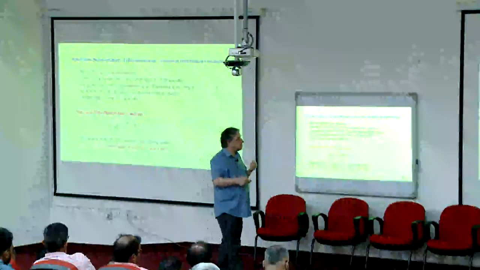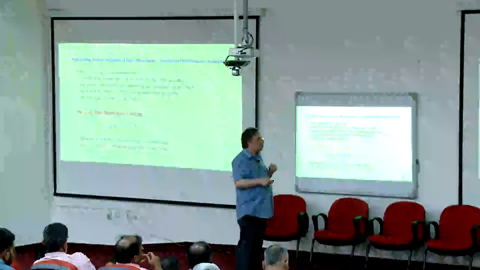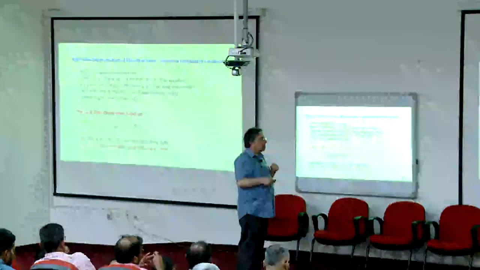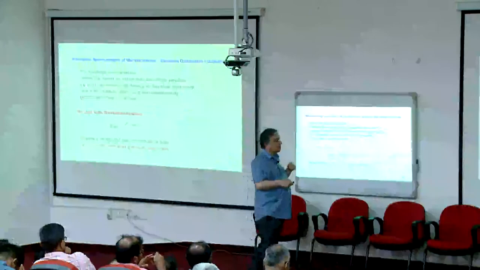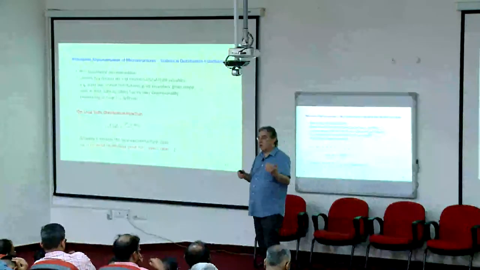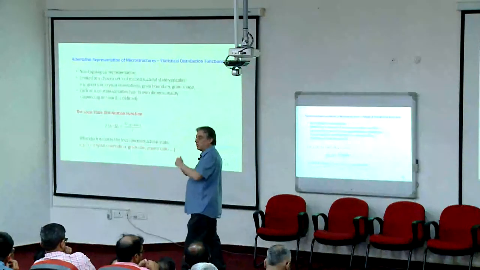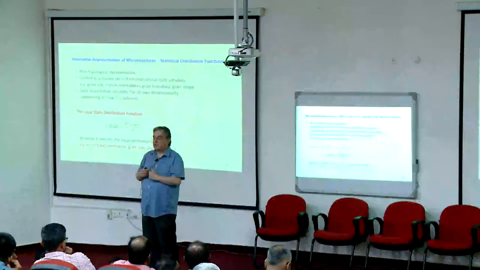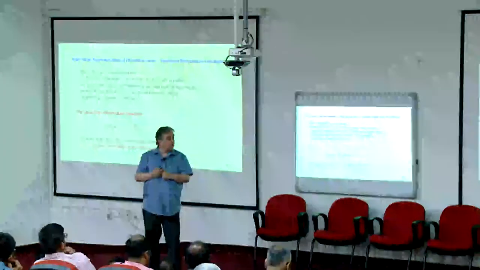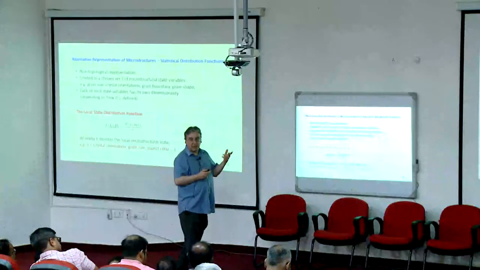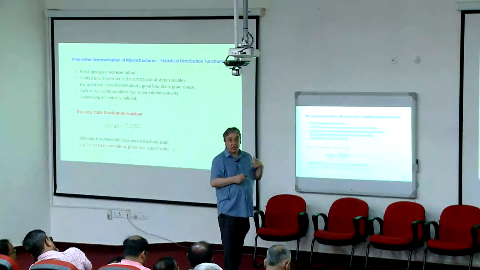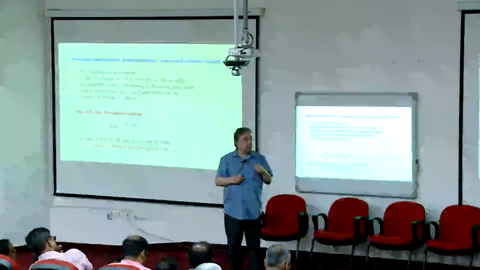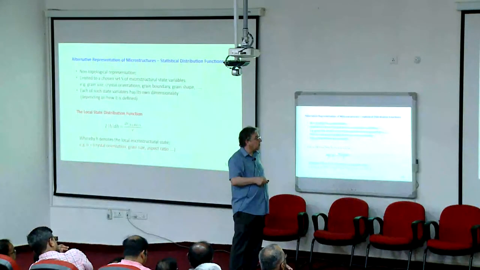And each of such state variables has its own dimensionality, depending on how it is defined. If you work with crystal orientation, for example, it has three dimensions. Grain size only has one dimension. Dislocation density is a scalar. Also, strain is a tensor, or displacement field, it's tensorial.